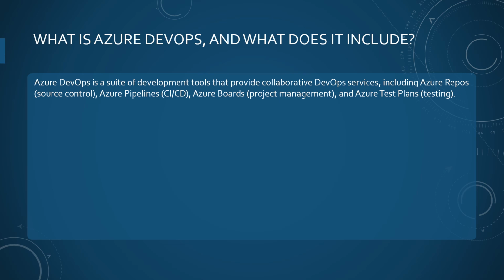What is Azure DevOps and what does it include? Azure DevOps is a suite of development tools that provides collaborative DevOps services. It includes Azure Repos for source control, Azure Pipelines for CI/CD, Azure Boards for project management, and Azure Test Plans for testing.